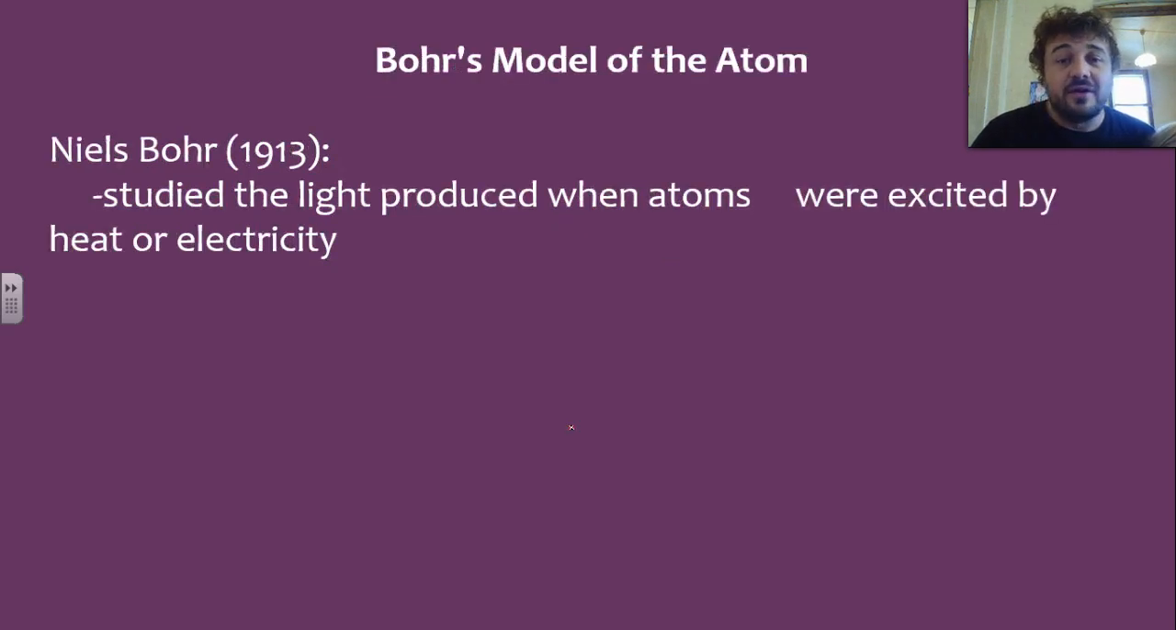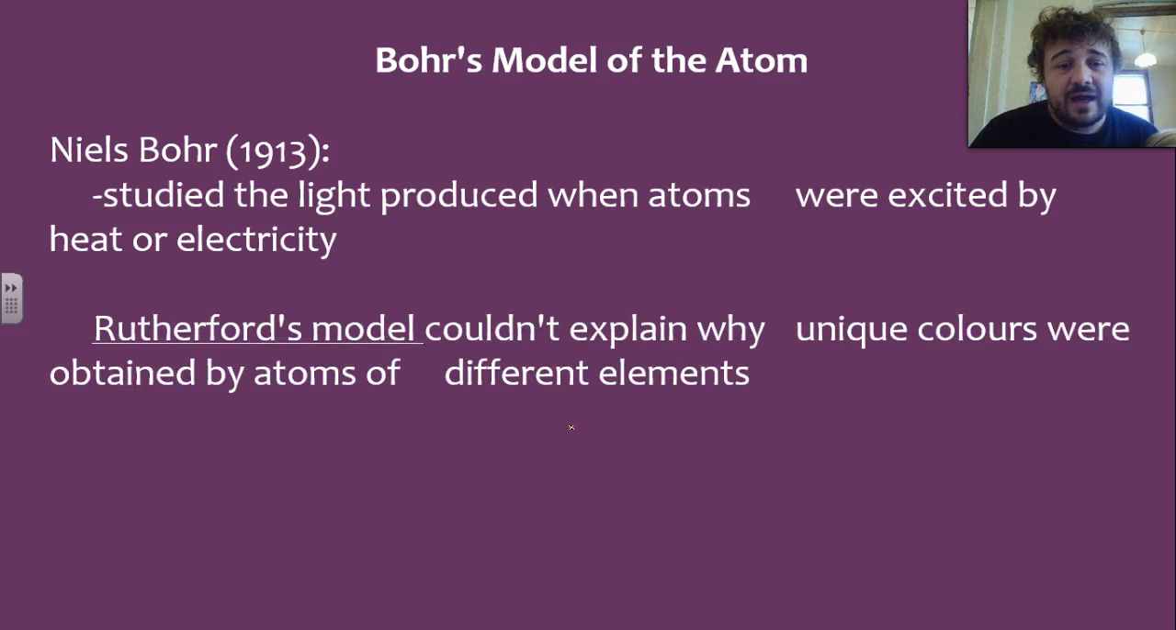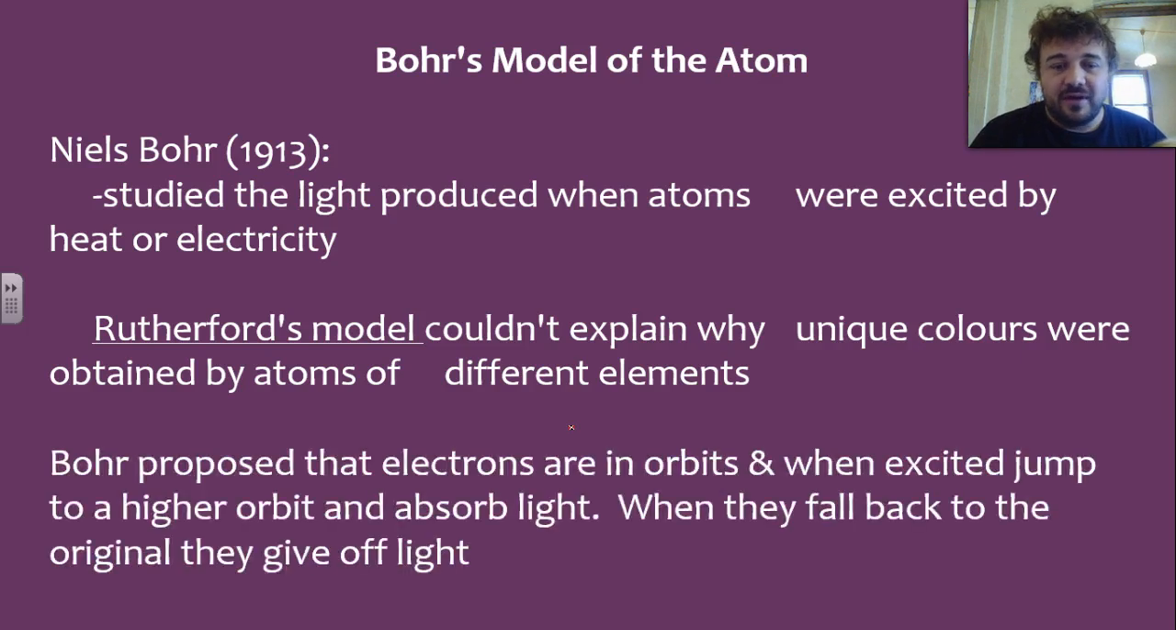All right. So he basically studied that light was produced when atoms were excited by heat or electricity, which is cool. And Rutherford's model couldn't explain why the colors were unique to each element. Bohr's could, though. He proposed that electrons are in orbits. When they're excited, they jump up to a higher orbit, and when they're relaxed, they drop down to a lower orbit, releasing energy and giving off a photon.